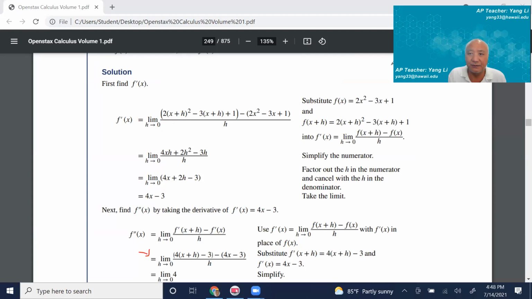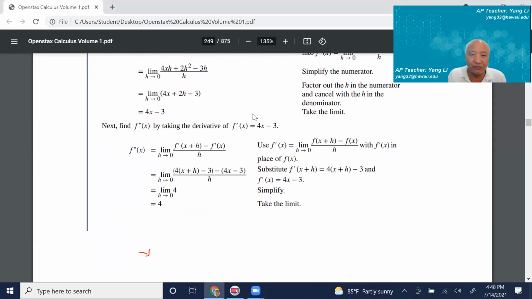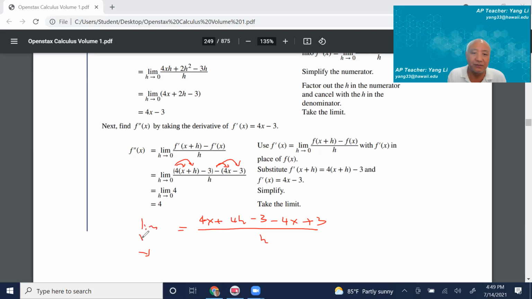Let me explain this one. So you can go to here, you break it down. So how do you break it down? You go this one times this one, right? That will be 4x plus this one times this one, 4h minus 3. This one distributed in, minus 4x, distributing here, plus 3, and divided by h equals to this. We still put the limits there. You still need to put the limits here.